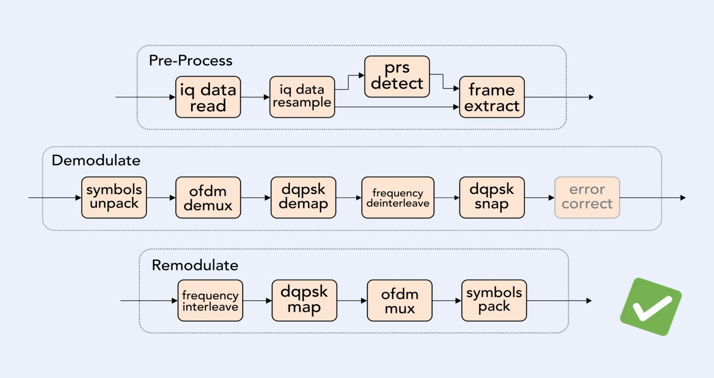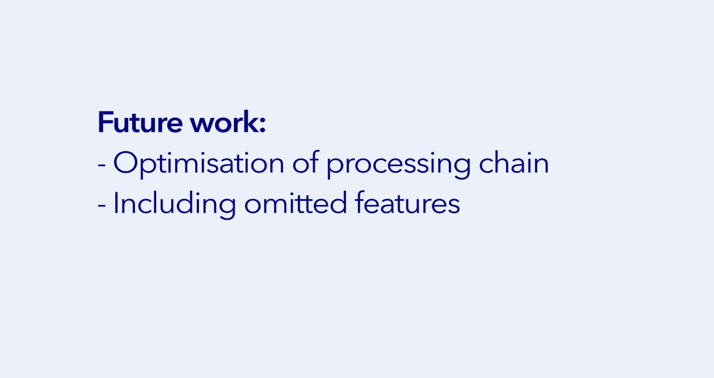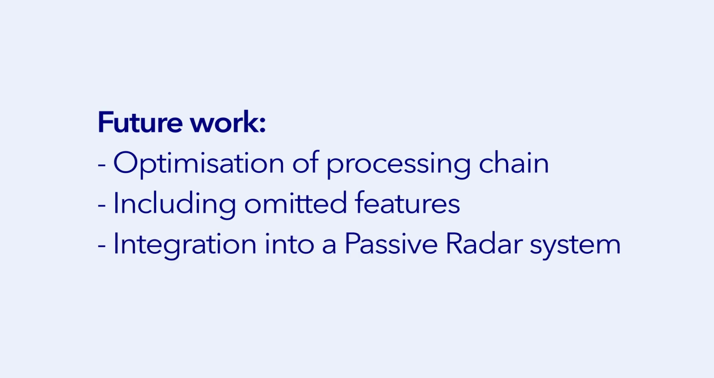In conclusion then, the aim of the project was satisfied. A DAB processing chain was designed in MATLAB and it functioned correctly. Nonetheless, there is certainly more work to be done, and future researchers should look at optimizing the processing chain, including other features such as frequency synchronization, and eventually integrating this chain into an actual passive radar system.